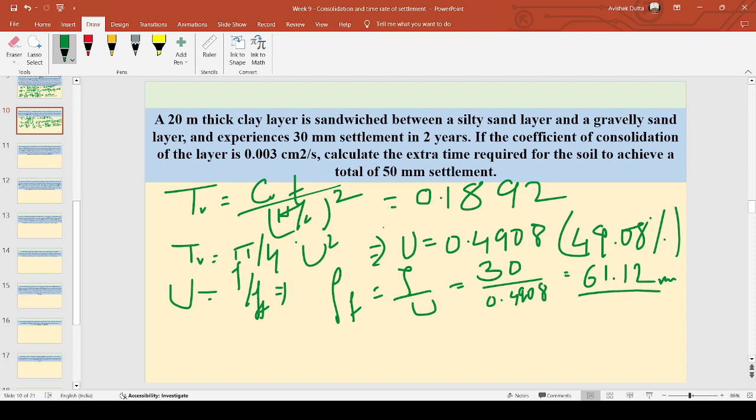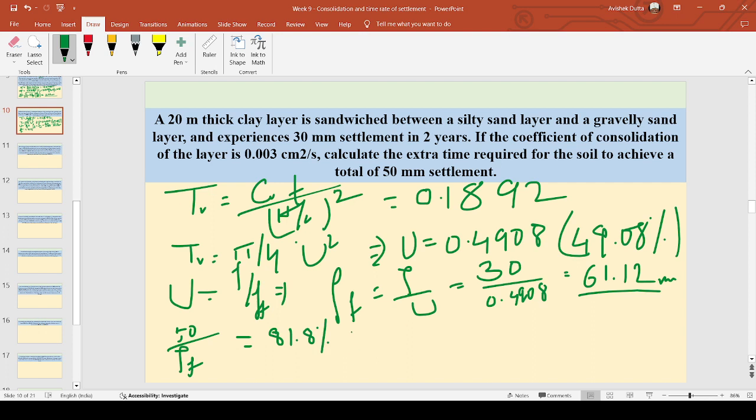Now, the extra time required for the soil to achieve a total of 50 mm settlement. For 50 mm settlement, what will be the degree of consolidation? 50 divided by the ultimate, that is rho f. The degree of consolidation will be 81.8 percent at that time.